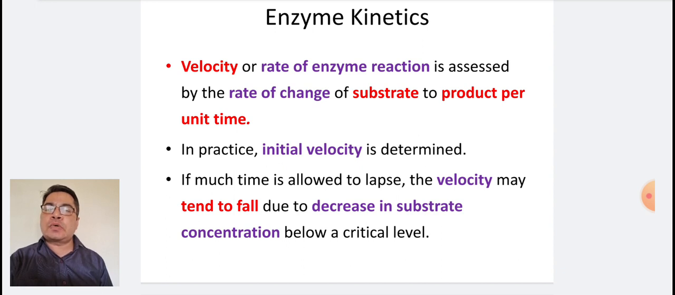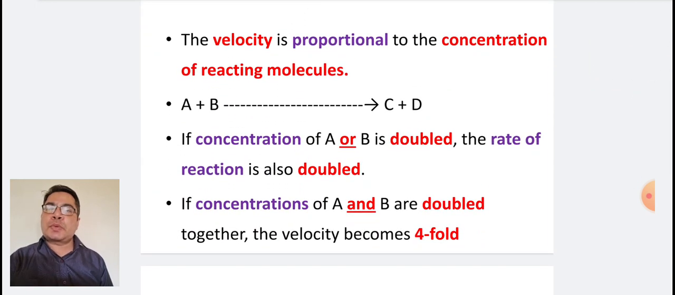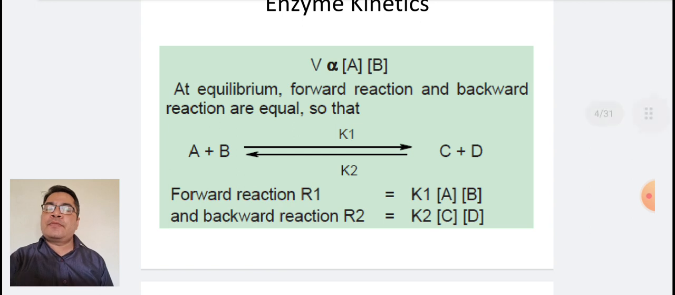If much time is allowed to lapse, the velocity may tend to fall due to decrease in substrate concentration below a critical level. The velocity is proportional to the concentration of reacting molecules. A + B gives C + D. If concentration of A or B is doubled, the rate of reaction is also doubled. If the concentrations of A and B are doubled together, the velocity becomes fourfold. V is directly proportional to A into B.